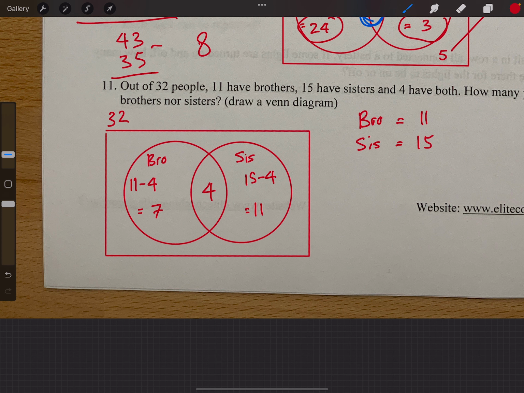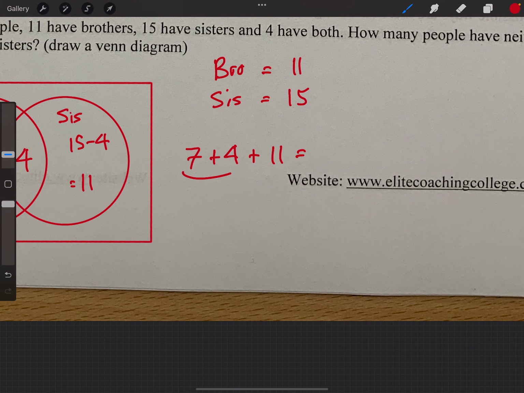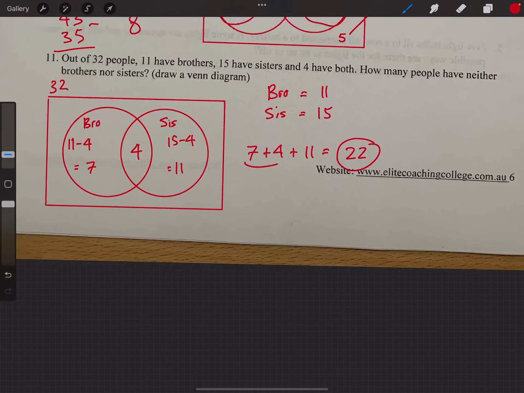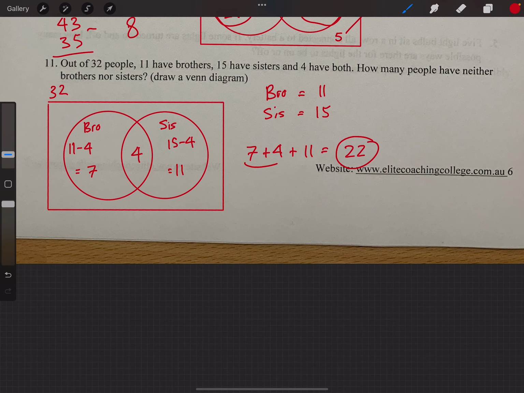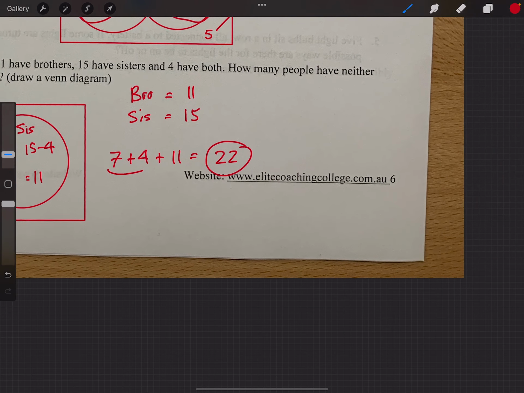Okay. Now, we have to add all this up. So we say 7 plus 4 plus 11, and that gives us what? This will be 11 plus 11, that's 22. So we got 22 people who have brothers, sisters, or both.